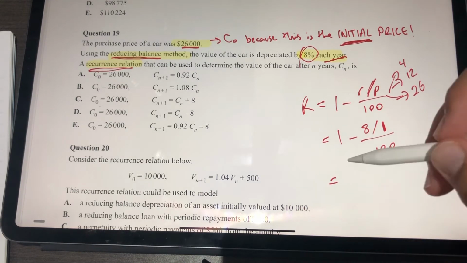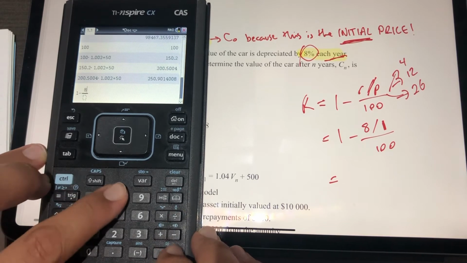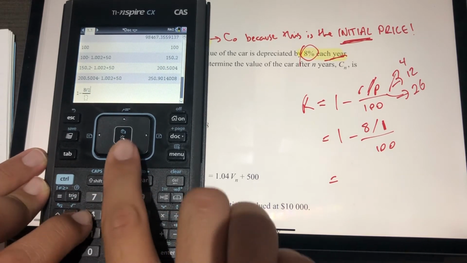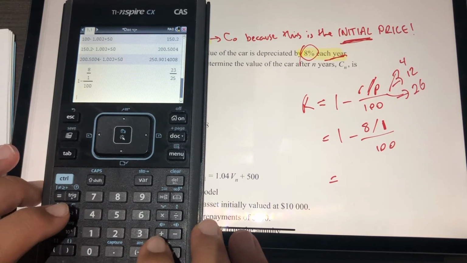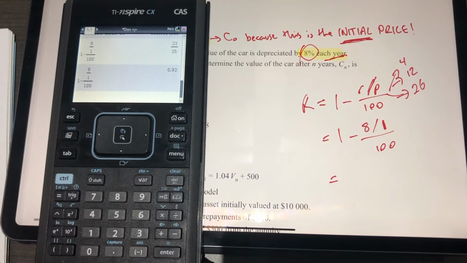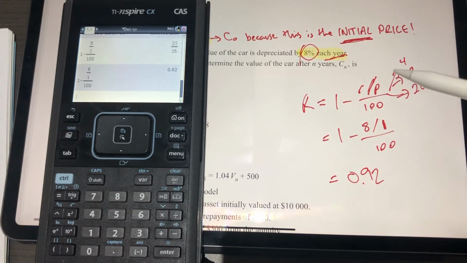Do that on your CAS. 1 minus fraction here, 8 divided by 1 over 100. Enter, control enter, decimal place, and that tells us that R is equal to 0.92. And we know that our equation is R times Vn.